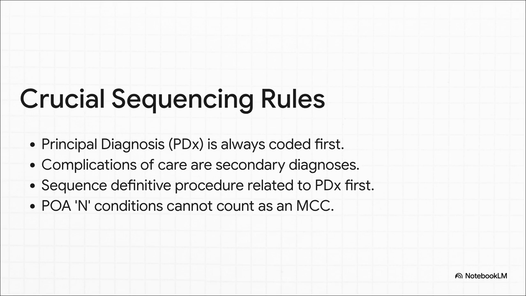Rule 1. Your principal diagnosis, the condition established after study to be the main reason they were admitted, is always coded first. Period. Get that wrong, and the entire DRG is wrong. Rule 2, complications of care are secondary. Rule 3, your principal procedure must be the definitive treatment most related to that principal diagnosis. And finally, a huge one, if a severe condition develops after admission, meaning its present on admission indicator is N, it generally cannot count as an MCC to increase payment.